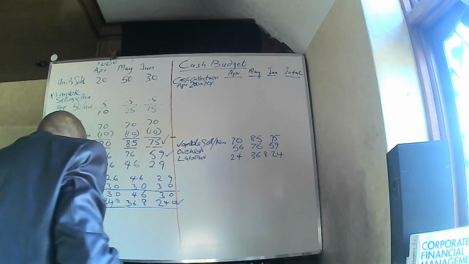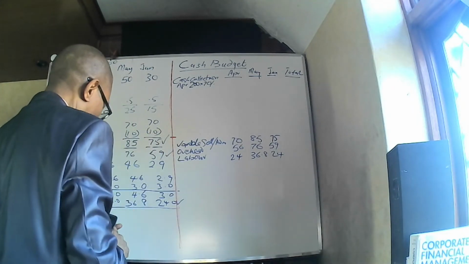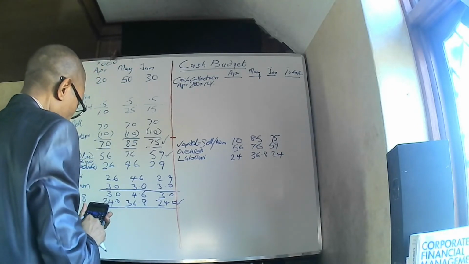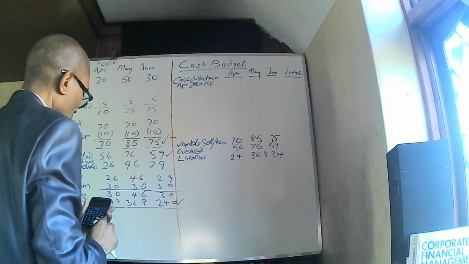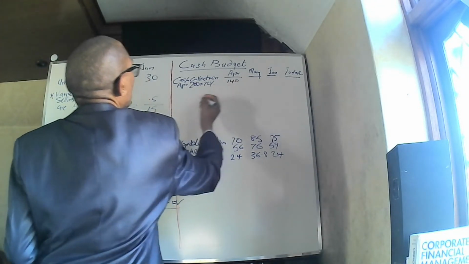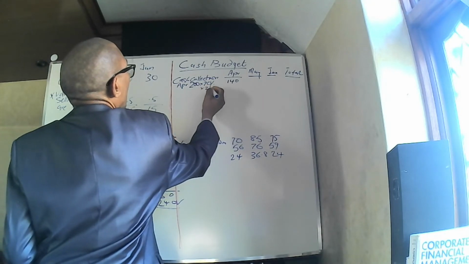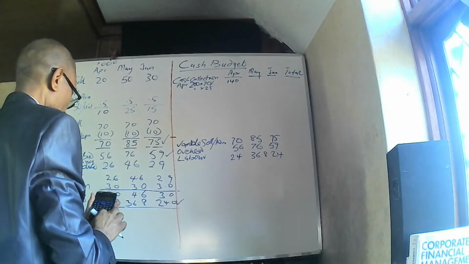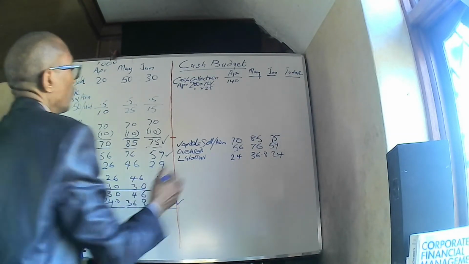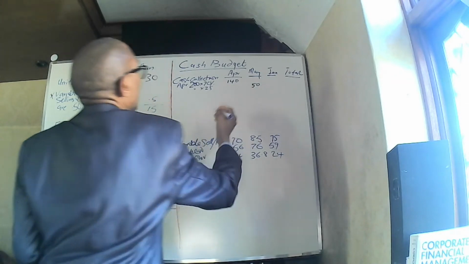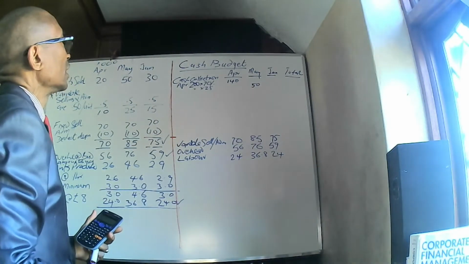So for April, 200 times 0.7. So 140 will be collected here. 140 times 25%. So 50 will be collected in May, and then the balance is lost, uncollected.